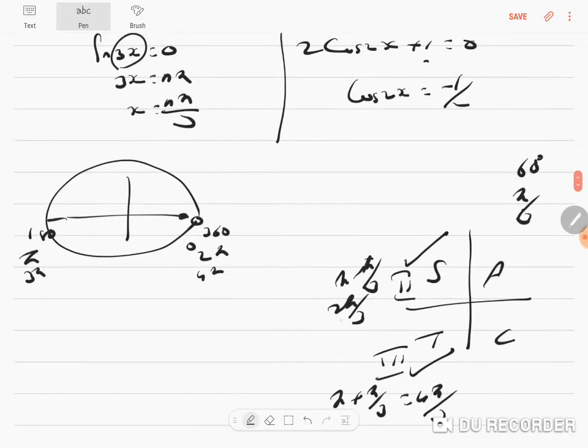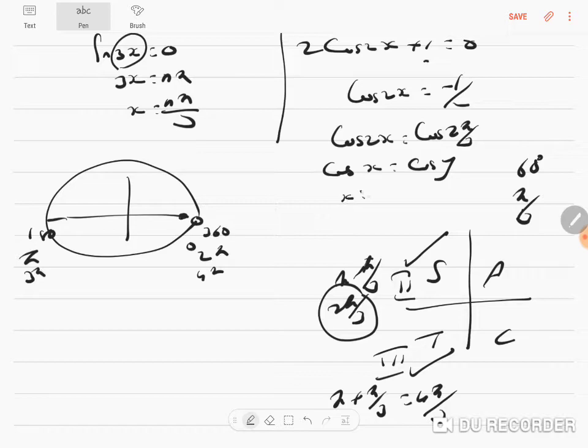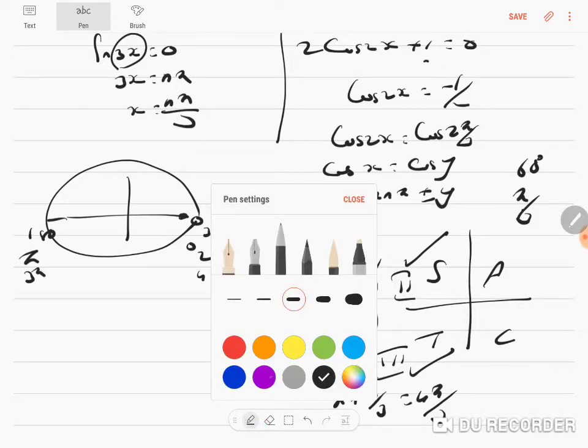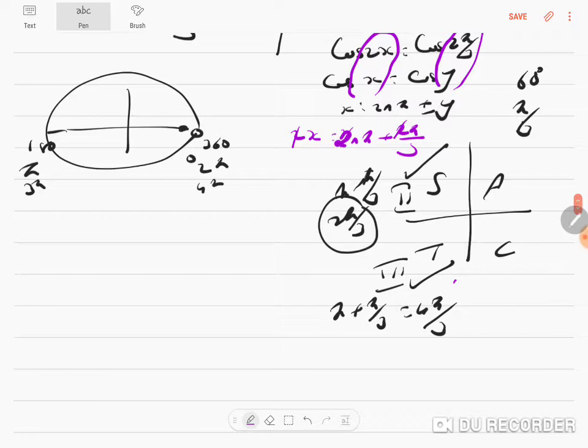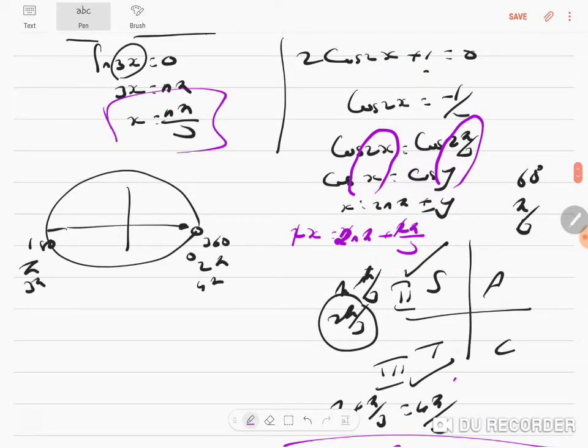Here the question is only general solution. So take the first solution and put it here. Cos 2x is equal to cos 2 pi by 3, which is of the form cos x is equal to cos y, x is equal to 2n pi plus or minus y. But in this question, x itself is 2x and y itself is 2 pi by 3. So 2x is equal to 2n pi plus or minus 2 pi by 3. So 2 throughout gets cancelled, thus x is equal to n pi plus or minus pi by 3, where n is an element of Z, becomes your general solution. These are all the general solutions of this question.